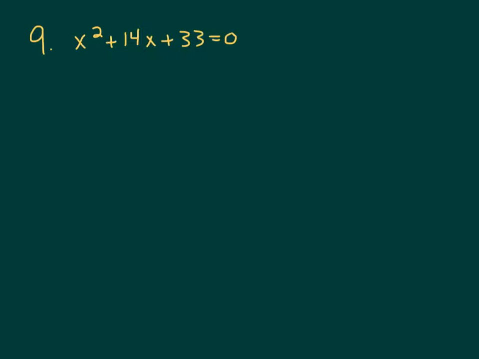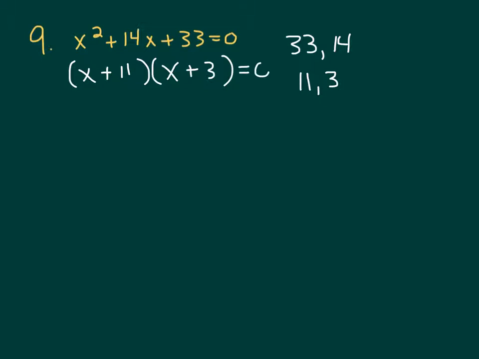Number 9, x squared plus 14x plus 33 equals 0. Already set equal to 0, so we're good. Coefficient here is 1, so we can go ahead and set up our parentheses. x and x, so we're looking for two numbers that multiply to give me 33, add to give me 14. So that's 11 and 3. 11 times 3 is 33, 11 plus 3 is 14. So it's x plus 11, x plus 3 equal to 0.